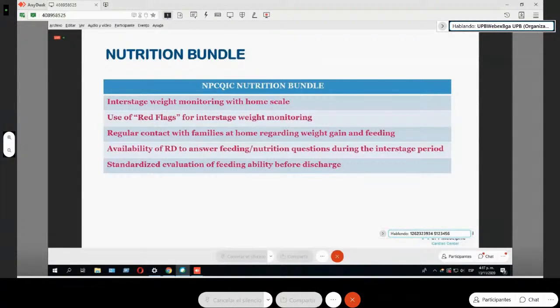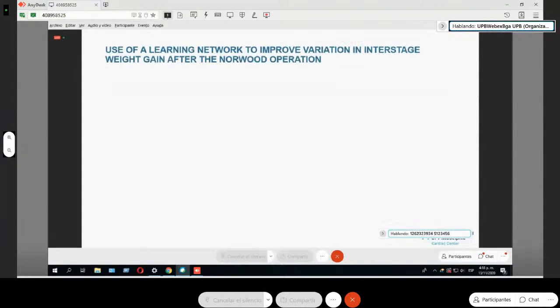Es decir, con el monitoreo en casa se monitorea el peso con una báscula casera, se utilizan alertas rojas o banderas rojas para el monitoreo, y se tiene un contacto regular con las familias, se tiene la disponibilidad de responder preguntas sobre alimentación y nutrición durante el periodo interestadio, y se tiene una evaluación estandarizada de la capacidad de alimentación antes del alta.